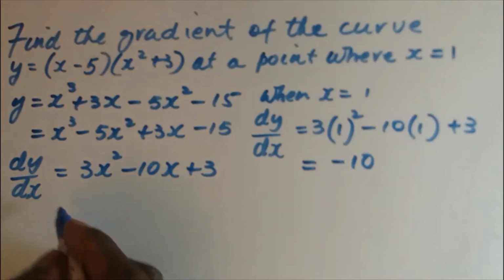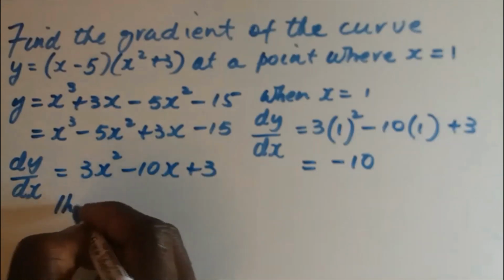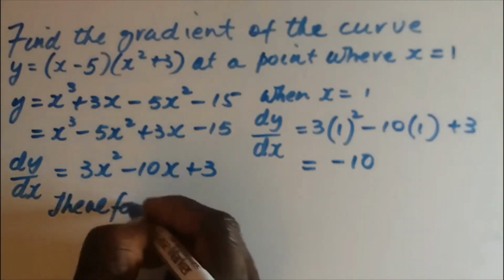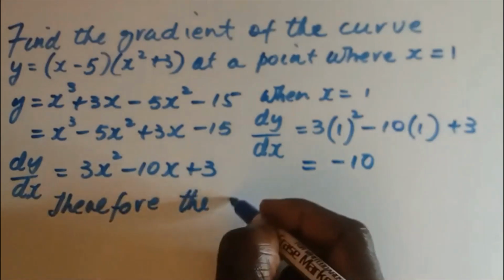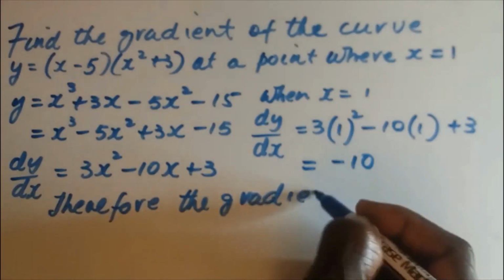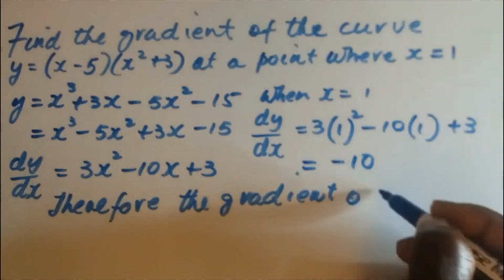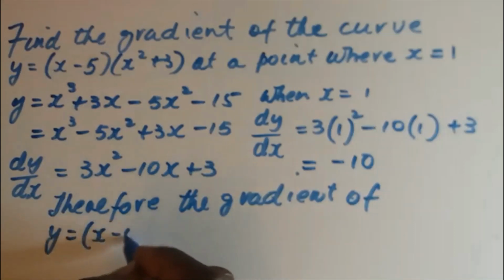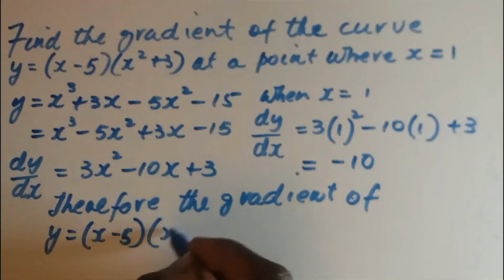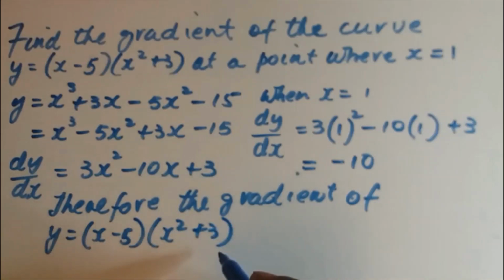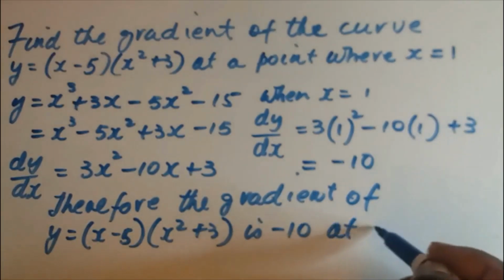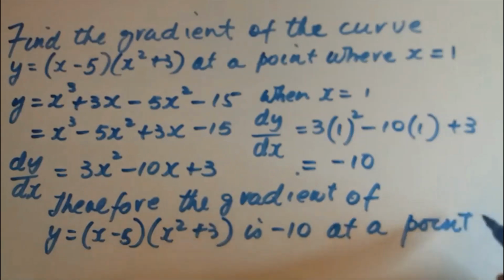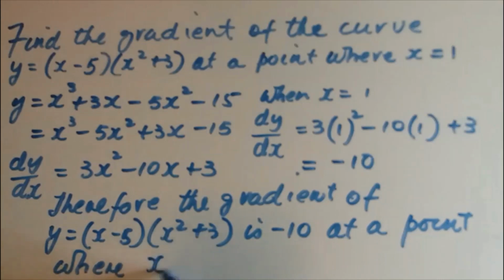Let's go ahead and summarize this. So we can say, therefore, the gradient of the curve y is equal to x minus 5 bracket x squared add 3 is minus 4 at a point where x is equal to 1.